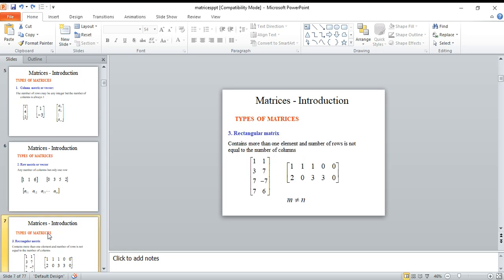Next, rectangular matrix. A rectangular matrix contains more than one element and the number of rows is not equal to the number of columns. Number of rows not equal to number of columns is a rectangular matrix. Example here: 1 1, 3 7, 7 minus 7, 7 6. Here rows are 4 and columns are 2. 1 1 is the first row, 3 7 is the second row, 7 minus 7 is the third row, 7 6 is the fourth row. Rows are 4, but columns are 1 3 7 7 as the first column and 1 7 minus 7 6 as the second column.